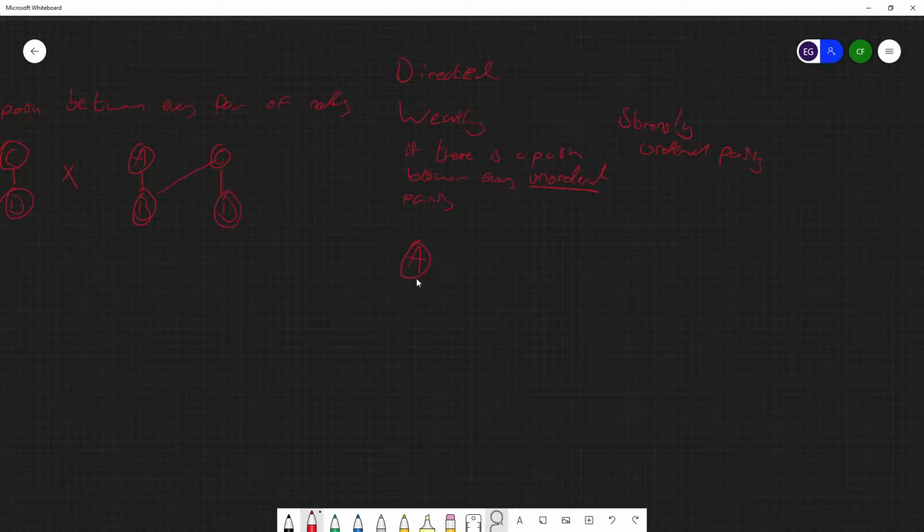So if you have a graph, for example, again, we can use this, A, B, C, D. I also have it here, A, B, C, D. So it does have a path between every unordered pairing. So if you have this, and then this is weakly connected because from every node you can get to every other node if it were undirected.